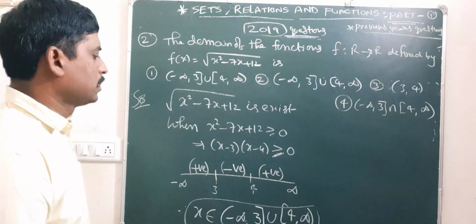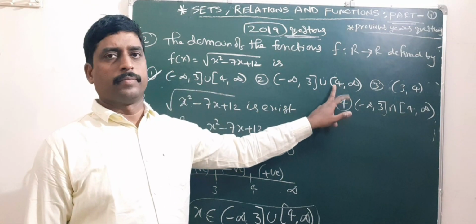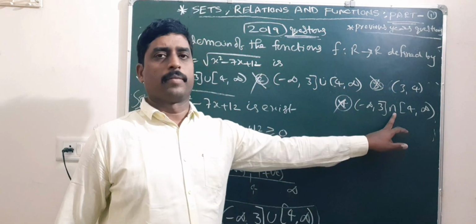So which option is correct? Option 1 is correct. Option 2, this is an open interval, so option 2 is wrong. Option 3, option 4, this is intersection given, this is also wrong.